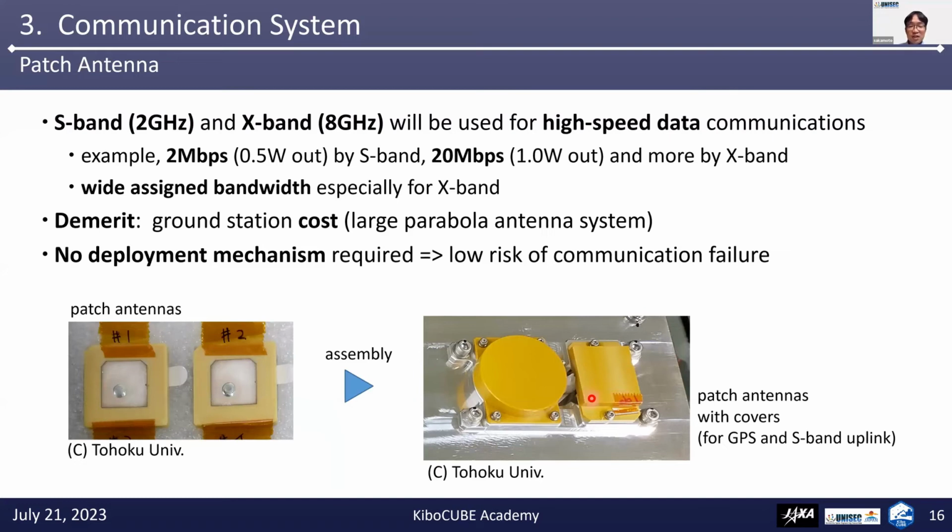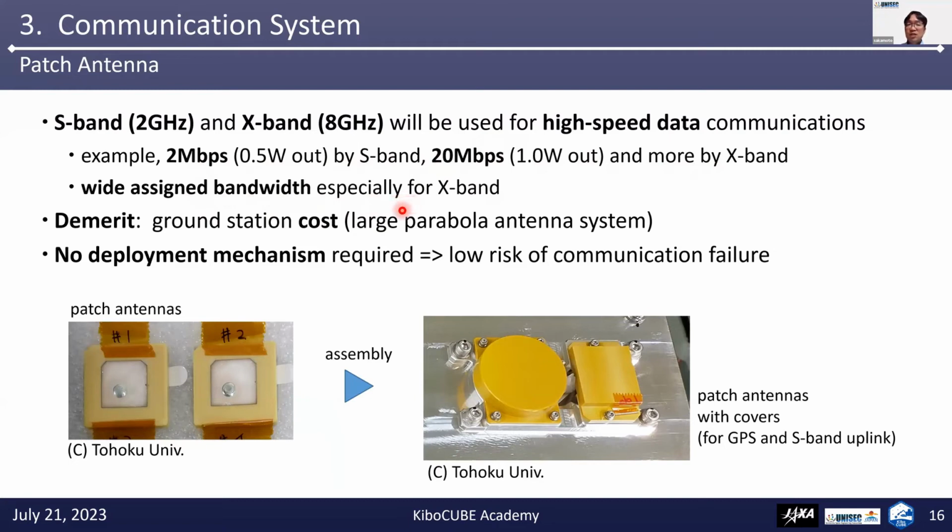This is the S-band and X-band. They will be used for high-speed data communication. For example, 2 Mbps by S-band and 20 Mbps by X-band can be available. And wide assigned bandwidths can be used, especially for the X-band.